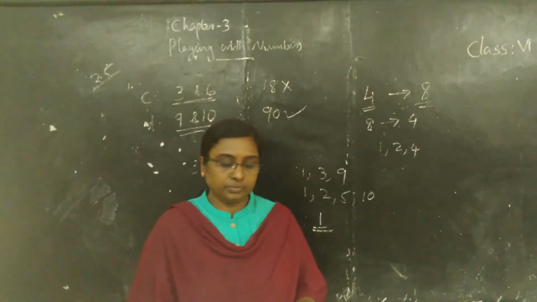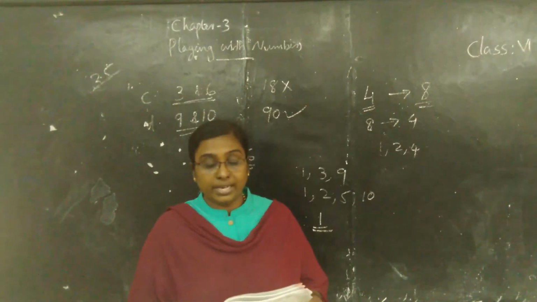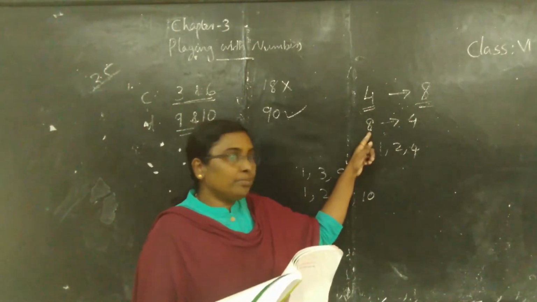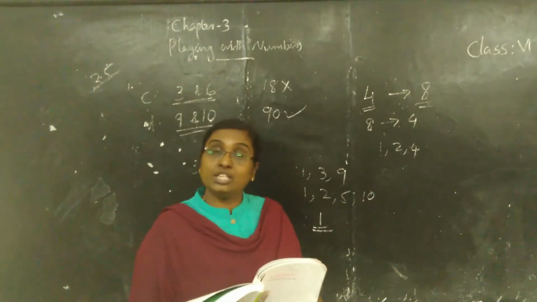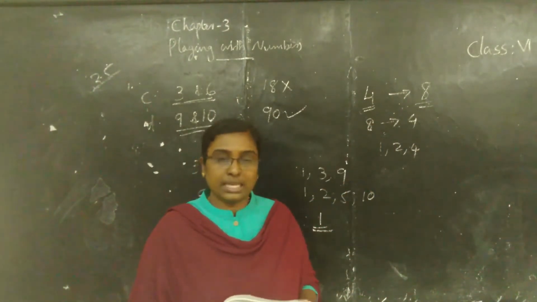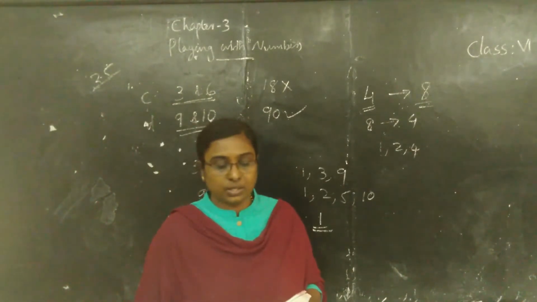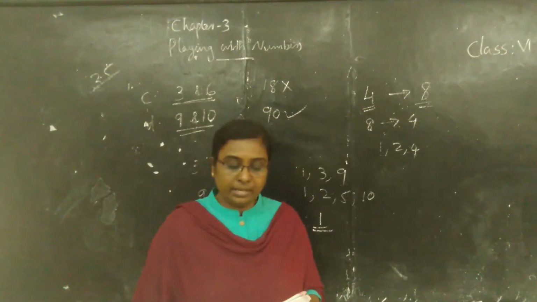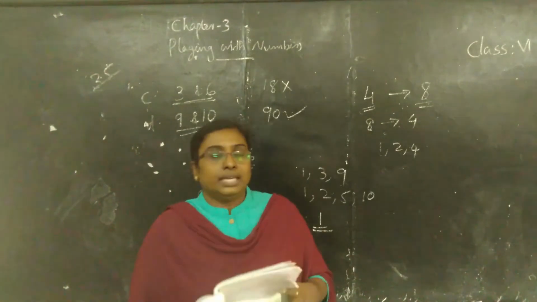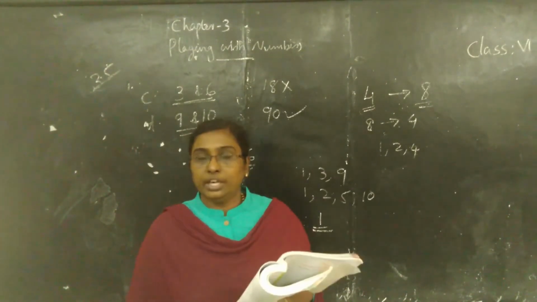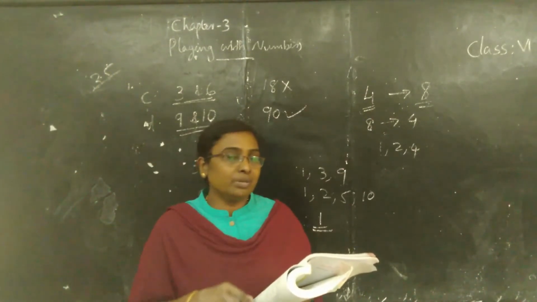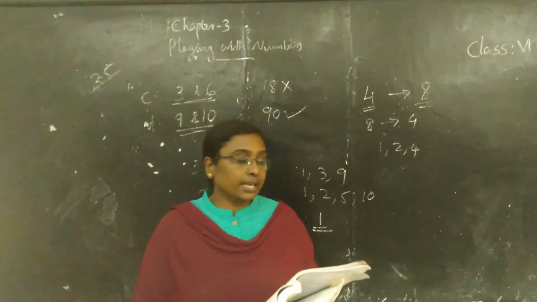Then the next one. All numbers which are divisible by 8 must also be divisible by 4. Correct. If a number is divisible by another number, then it is also divisible by its factors. 4 is a factor of 8, so it is divisible by 4. So that is a correct statement. The next one, H. If a number exactly divides two numbers separately, it must exactly divide their sum. We studied that in the third rule. If two numbers are divisible by a number, then their sum is also divisible by that number. So this is a correct statement.